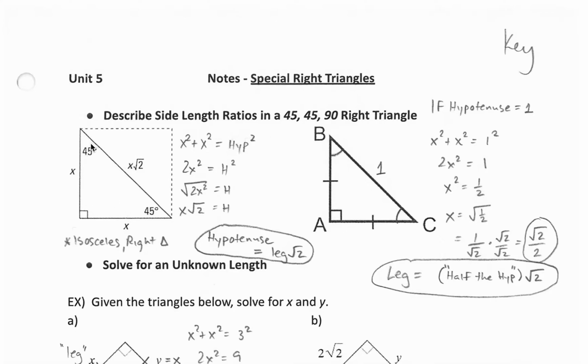If we know that we have a right triangle where one of its acute angles is 45 degrees, that must mean that the other acute angle is 45 degrees. Those acute angles are going to add up to 90. They're complements.